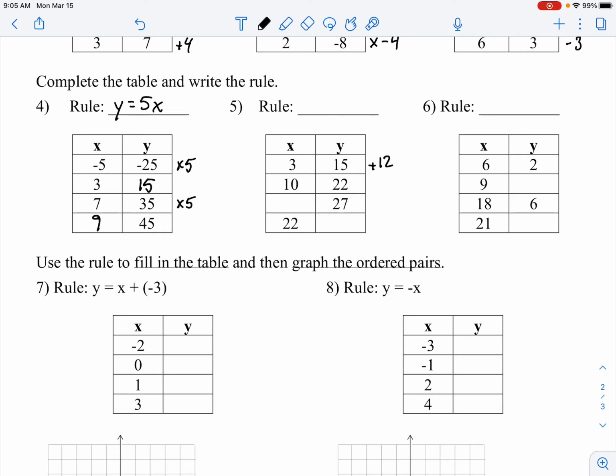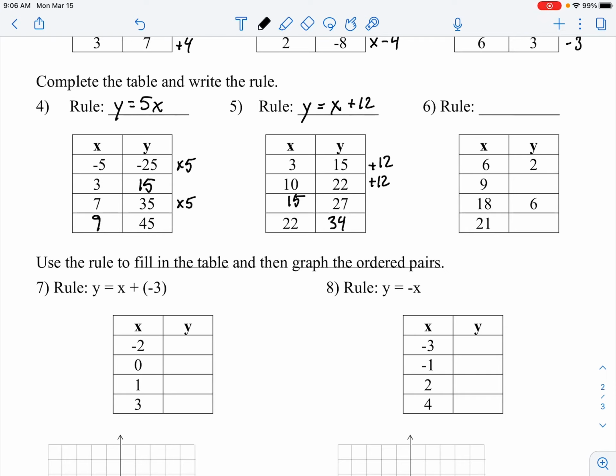So to get there, we added 12. Getting from 10 to 22, we added 12. So how do we get what plus 12 will give us 27? Well, that's going to be 15. And then 22 plus 12 will get us to 34. So our rule here, we get our y value by taking whatever x we have and adding 12.